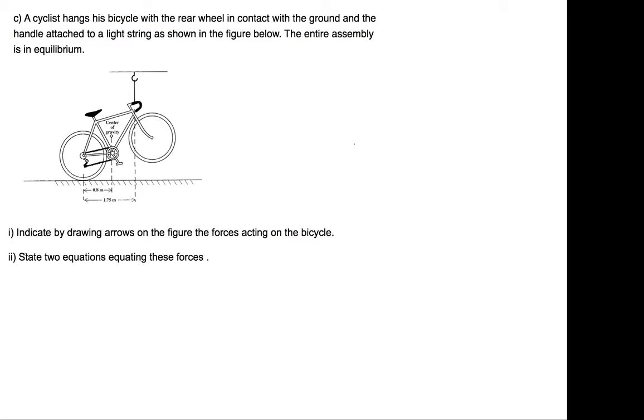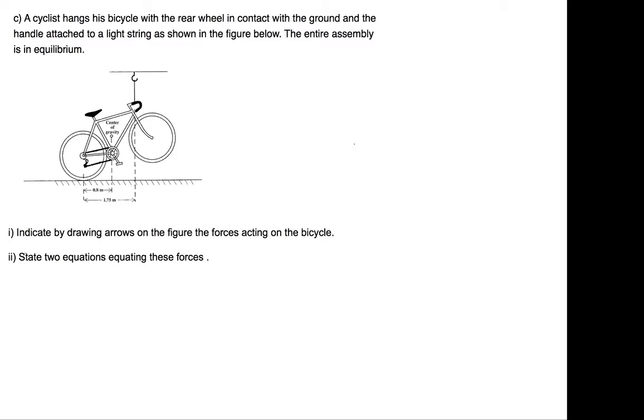Part C says, a cyclist hangs his bicycle with the rear wheel in contact with the ground and the handle attached to a light string as shown in the figure below. The entire assembly is in equilibrium. The first question says to indicate by drawing arrows on the figure the forces acting on the bicycle.